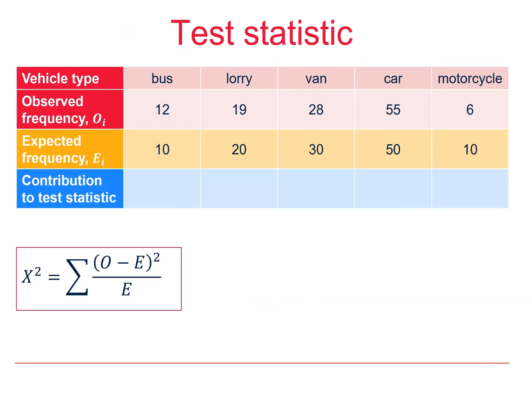Now we can work out the test statistic in the same way as we did for the contingency tables. You may like to pause the video and work this out. OK, for the bus we have (12 minus 10) squared, which is 4. Divide that by the expected value, which is 10, and we get 0.4. Here are the rest of the values for you to check. And this gives us a total for x squared of 2.68.